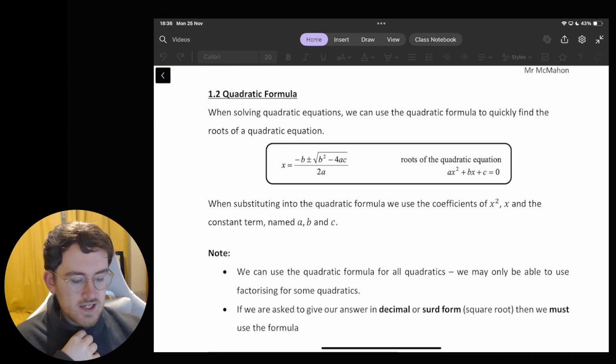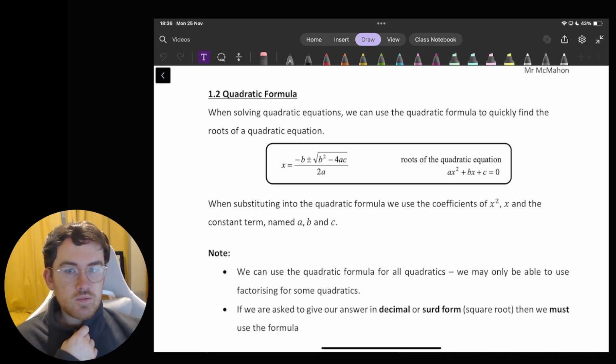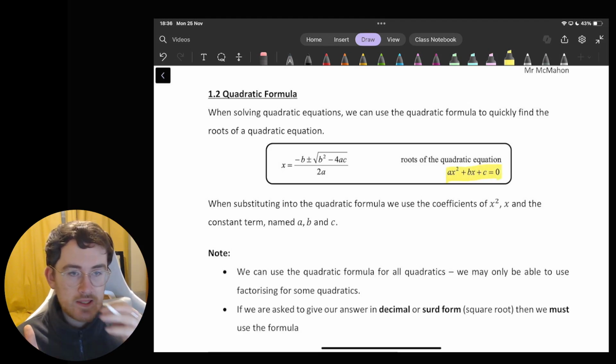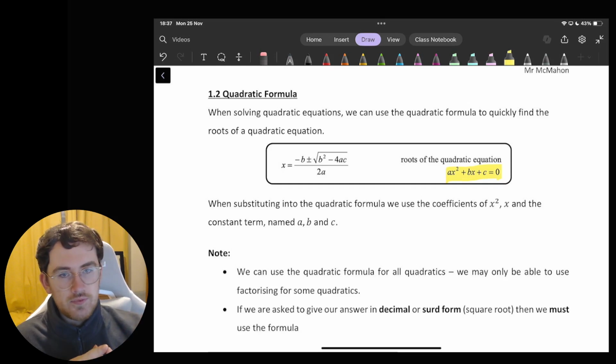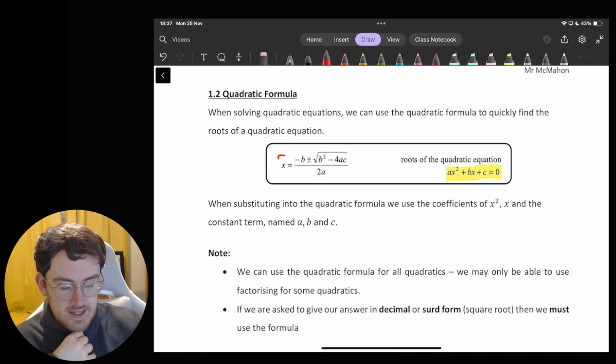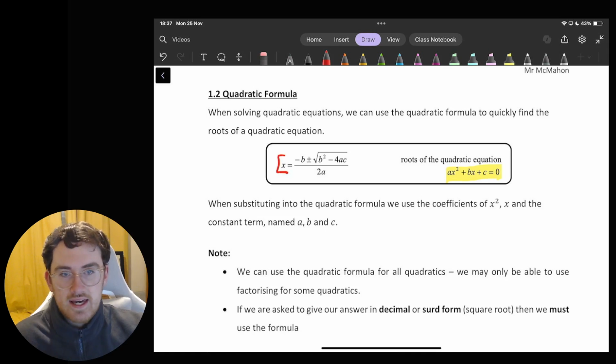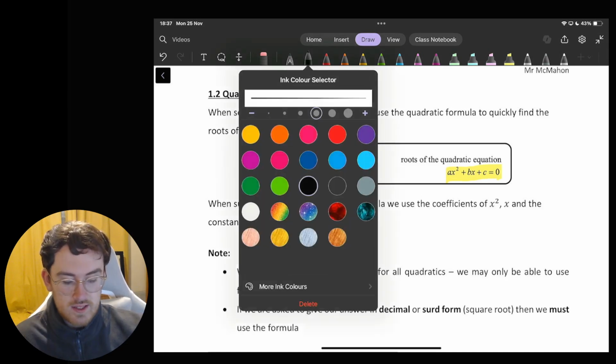Now, the way that it's presented to you in your formula and tables book does help you along a little bit here. They will give it to you and tell you that this formula is used for roots of the quadratic equation ax squared plus bx plus c. That's really important, okay? So when we're subbing into the formula, we're going to use those a, b, and c. We never sub in the x values into the formula, and that's going to be crucial here. You can see the formula starts off with x equals, that's where we see x, nowhere else.